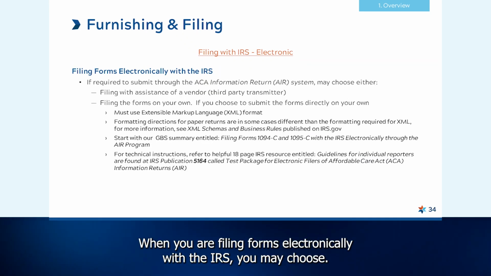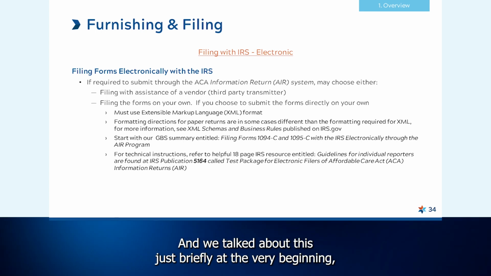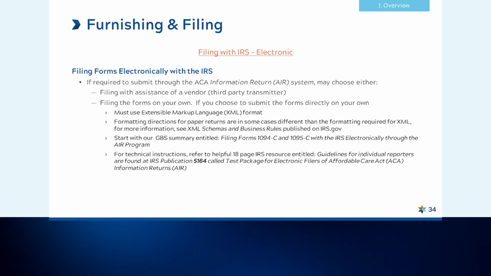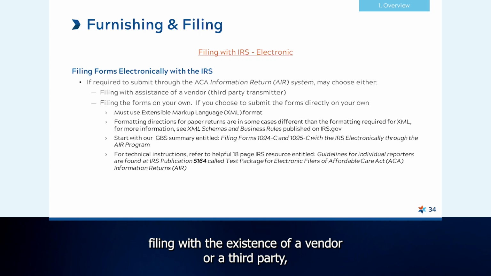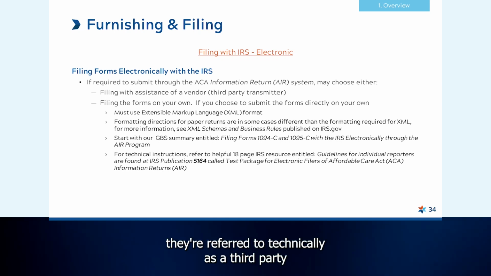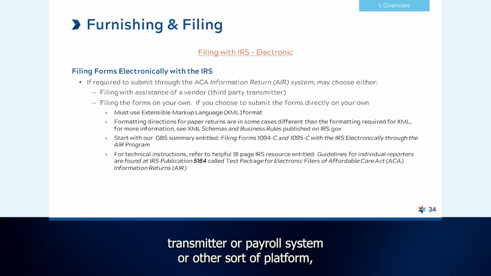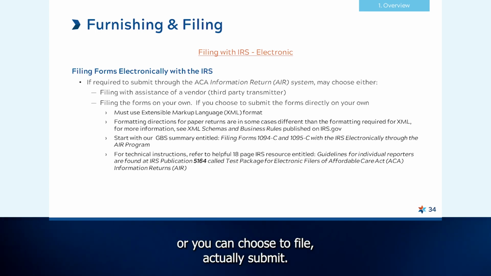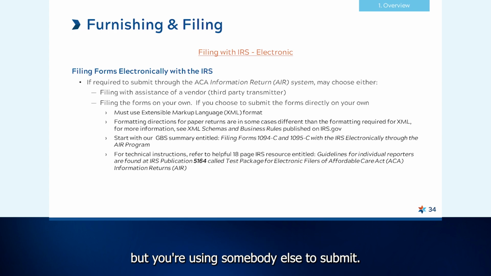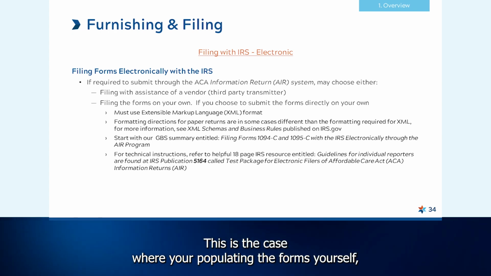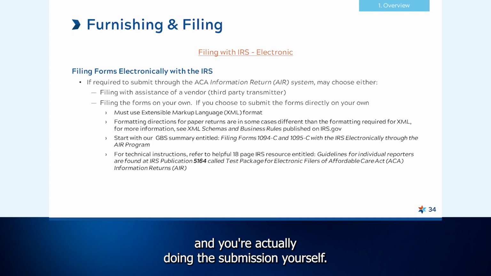When you're filing forms electronically with the IRS, you may choose, and we talked about this just briefly at the very beginning, filing with the assistance of a vendor or a third party, technically referred to as a third-party transmitter, or a payroll system or other sort of platform. Or you can choose to actually submit. You might be populating the forms yourself, but using somebody else to submit. This is the case where you're populating the forms yourself and you're actually doing the submission yourself.